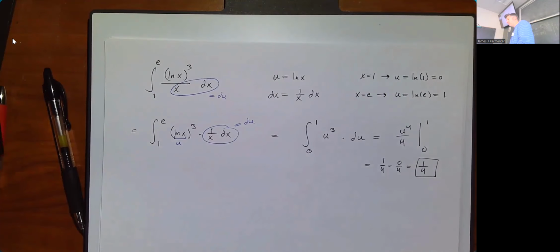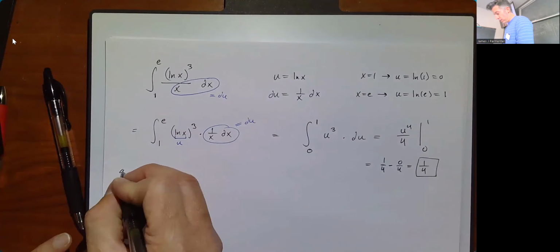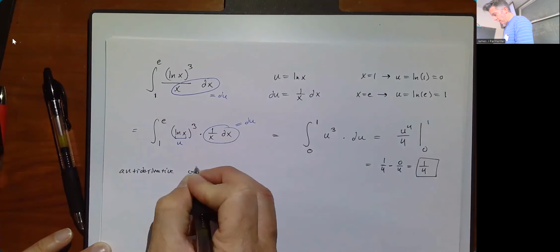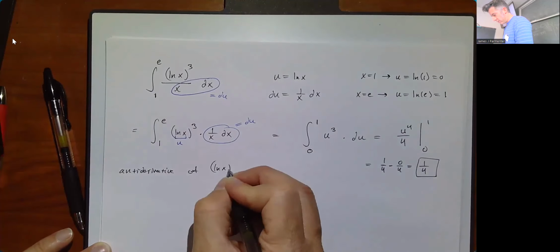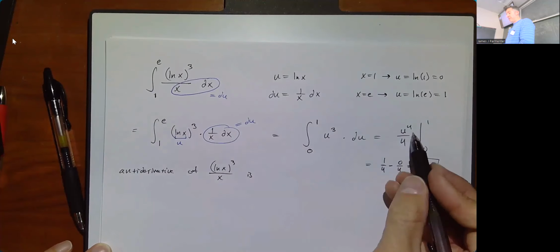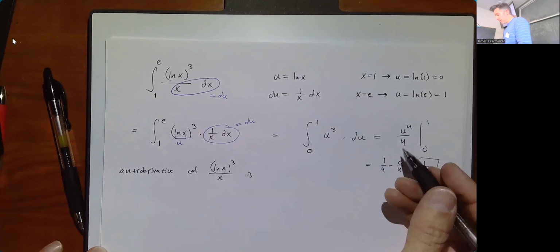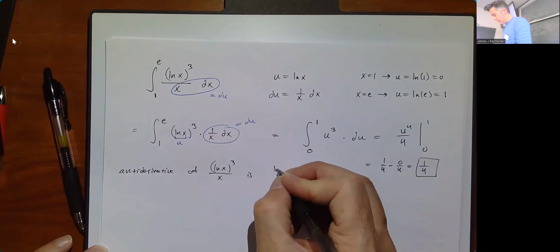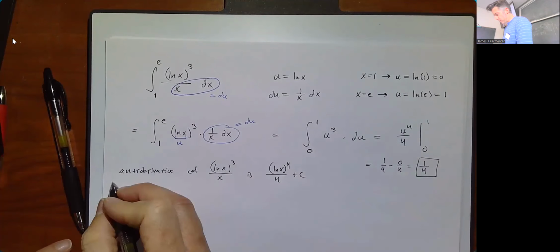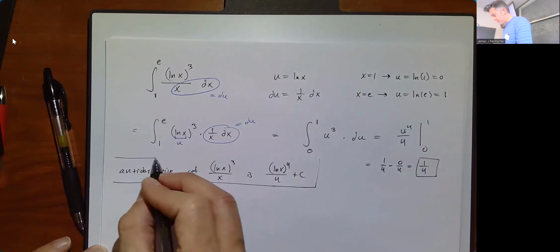I will point out that if we had not done a definite integral, if it was indefinite, our antiderivative of the natural log of x cubed over x would have been u to the 4th over 4, but then we would have to plug back in the natural log of x, and we would have gotten natural log of x to the 4th over 4 plus c, just to kind of point that out.